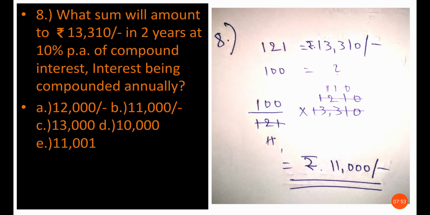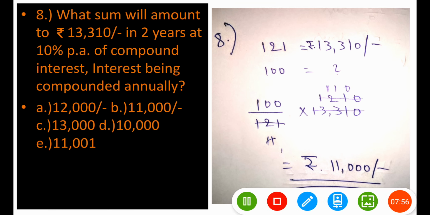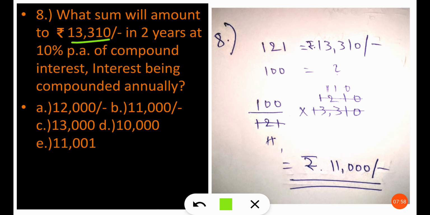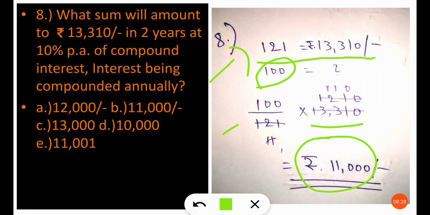Last and final question, 8th question. What sum will amount to 13,310 rupees in 2 years at 10% per annum of compound interest being compounded annually? Here the compounding is annual. The amount is 13,310 and we have to identify the principal. Amount is 121%. 121% equal to 13,310. It's clear. And we have to identify the principal, that is 100%. 100 by 121 into 13,310. With the 11 table it gets easily cancelled and the principal is 11,000 rupees. Option B is the right answer.